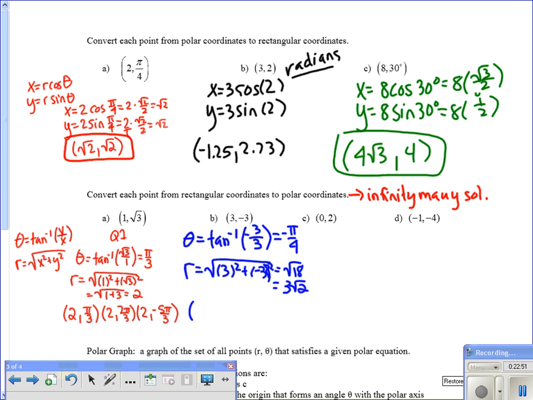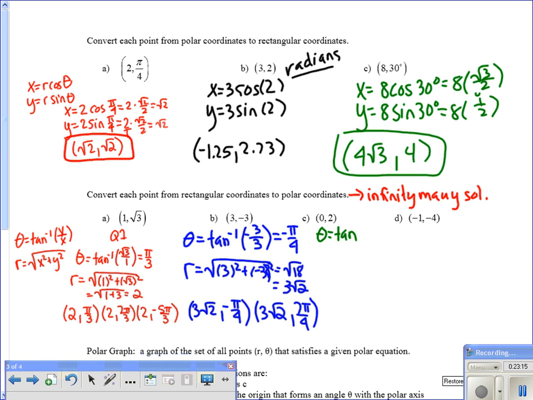So then one ordered pair that I could have in polar would be the point 3 root 2 comma negative pi over 4. Or I could do 3 root 2 comma 7 pi over 4. And of course there are many other answers that I can have. So for the next one, let's do the same thing.